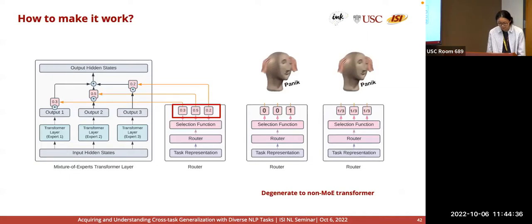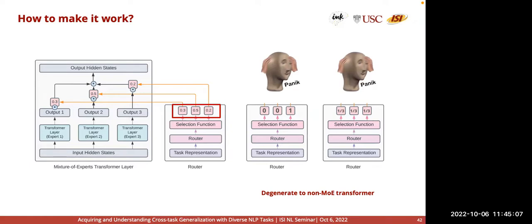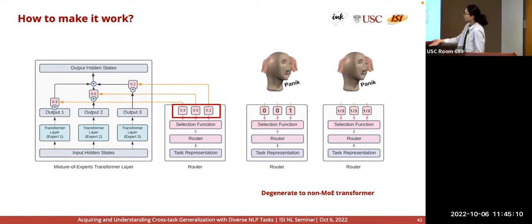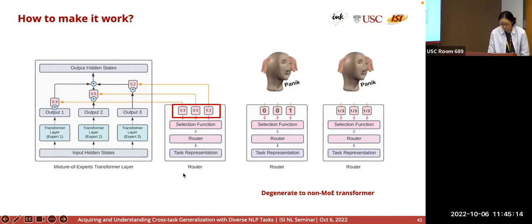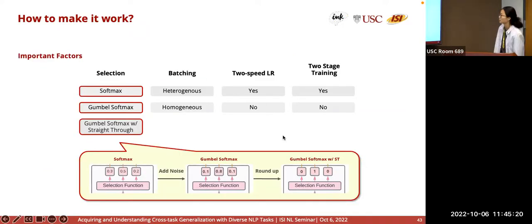I want to point out why this is difficult. There is this router network that you need to learn. If it learns to select or favor one expert in particular, it just degenerates to the non-mixture-of-experts case. That's not what we want. Or maybe it learns to output the same weight for every expert. Then we still cannot benefit from this mixture of experts design because it's not actively selecting anything. So it's very easy for this model to degenerate to something that we don't want. That led us to start a wild exploration of how to make it work.